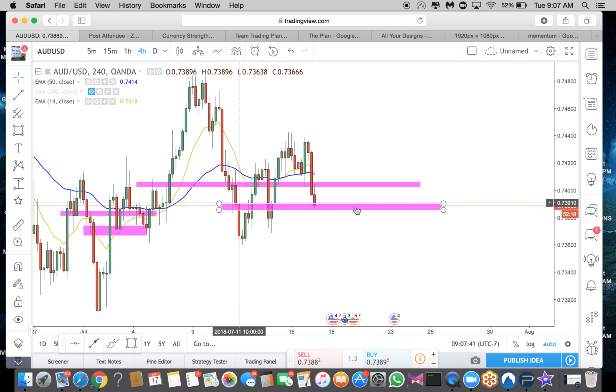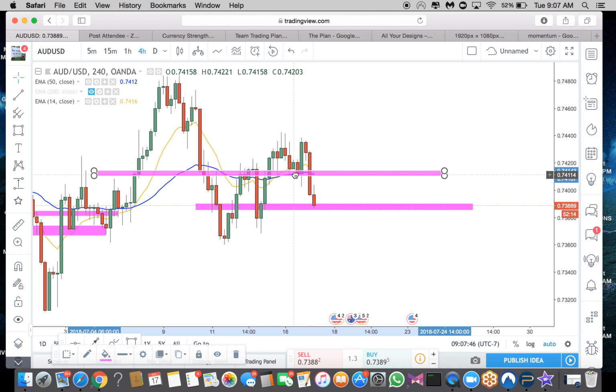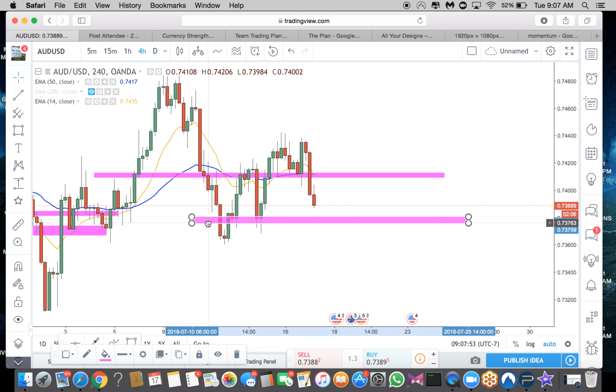So I'm going to delete everything else just so you can get a clear idea. So this was that support. Look, price broke through the support, all of them. And then the next zone is here. Based off these wicks, actually more here is probably the most appropriate. You see how we're in between the zones?